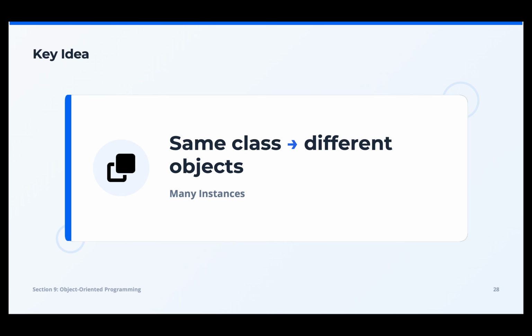Same class, different objects. So this is to highlight the idea of many instances. The same student blueprint can be used to create many separate students. They all share the same structure and methods, but each object can hold its own specific data.